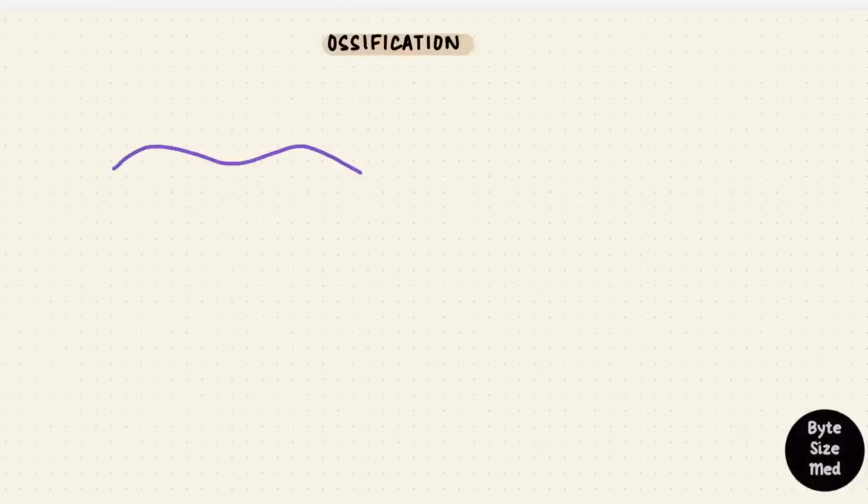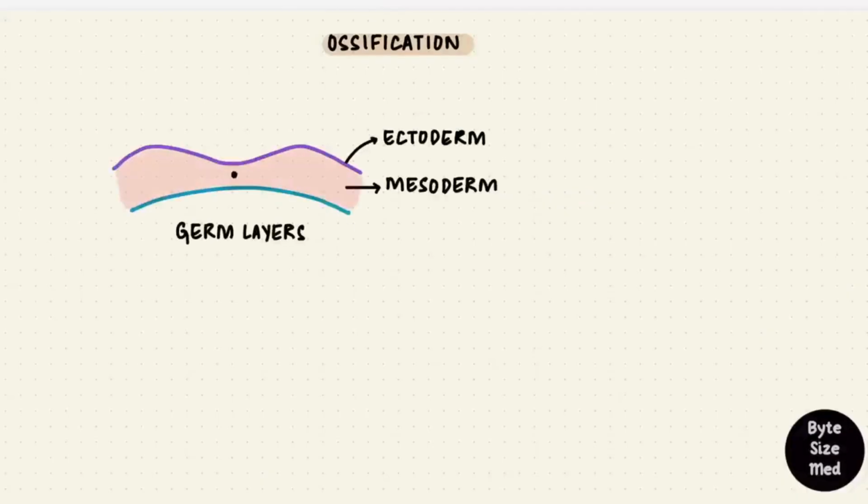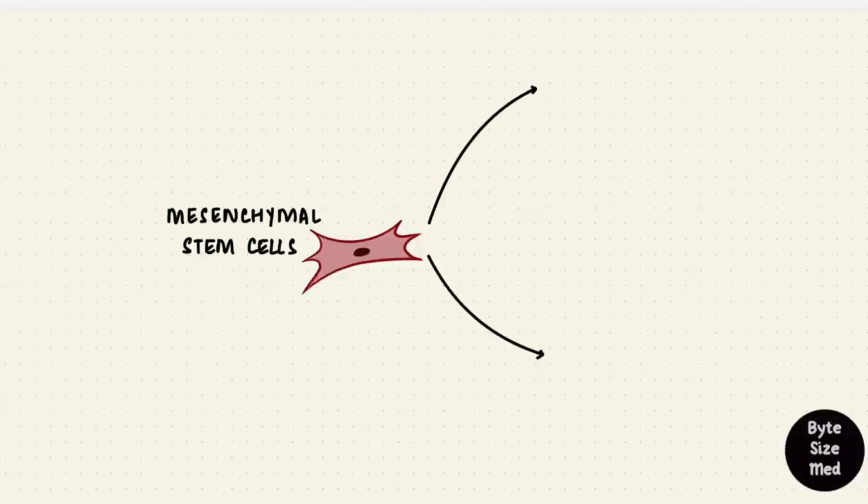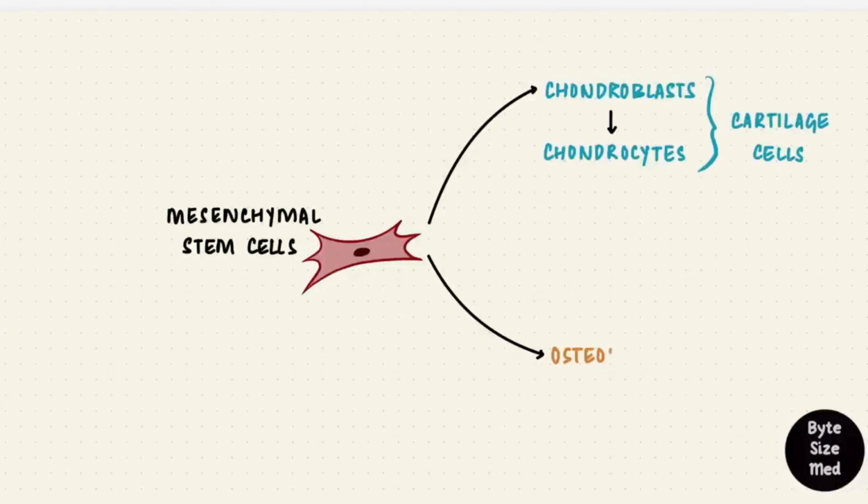There are 3 germ layers in an embryo, and they go on to develop all the organs in the body: the ectoderm, the mesoderm, and the endoderm. Bones form from the mesoderm. That mesoderm forms the mesenchyme, and the mesenchymal stem cells can differentiate into different kinds of cells, like chondroblasts, which can form chondrocytes, and these are cartilage cells. Osteoblasts can form osteocytes, and these are bone cells.